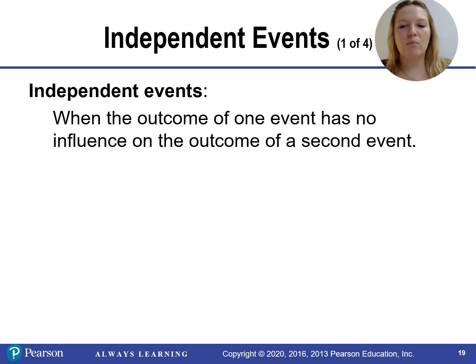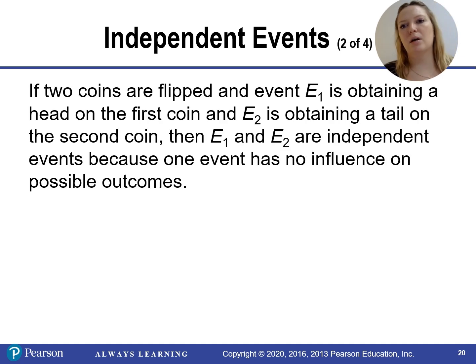So we can also distinguish when we're doing multi-stage experiments if events are independent of one another or not. If the outcome of one event has no influence on the outcome of a second event, then we call that independent. A really common example of independent events is flipping a coin.